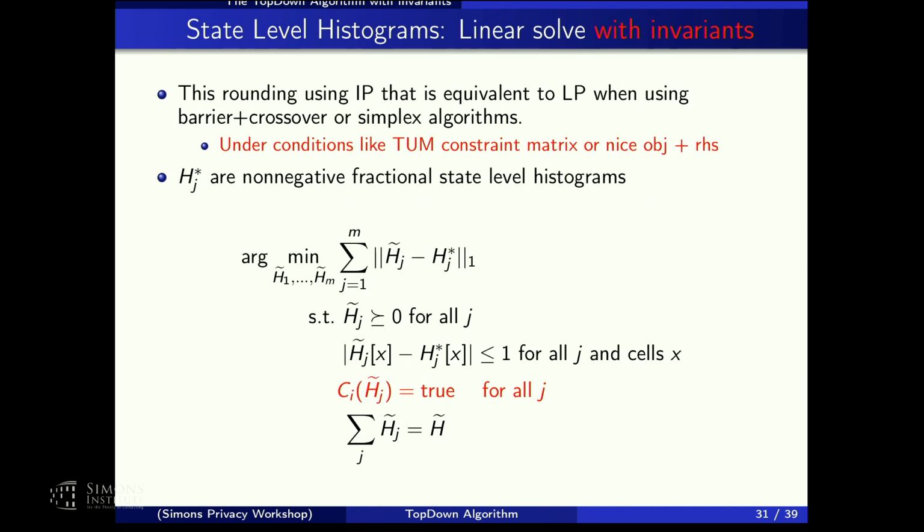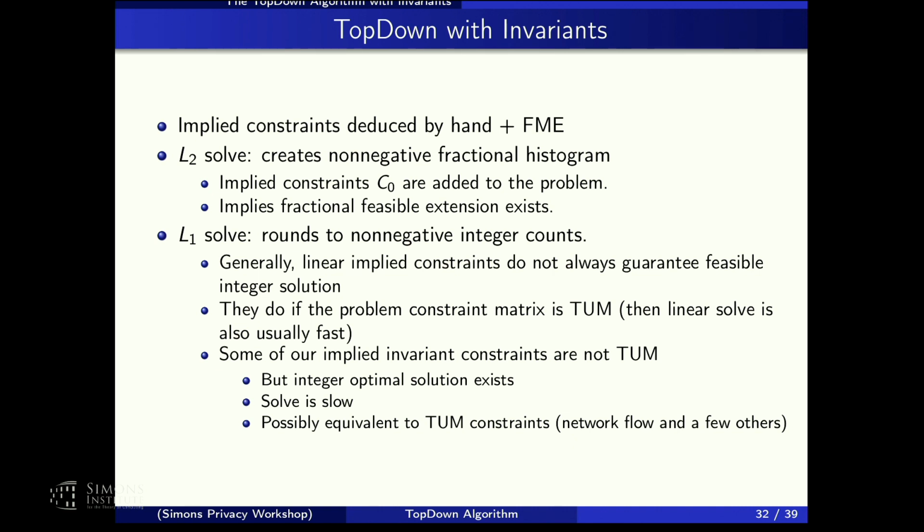Then we have our rounding solve, which again, we take our linear solve and add these constraints. We ask Gurobi to solve this as an integer problem, but it uses linear programming techniques if this matrix is totally unimodular. In most of our cases, we do have a TUM matrix. And sometimes we're not quite sure if it's TUM, but given our objective function on the right-hand side, it seems that they're nice enough to give us integer solutions. So basically, implied constraints we deduce partially by hand and then verify using automated techniques. We have the L2 solve followed by the L1 solve.